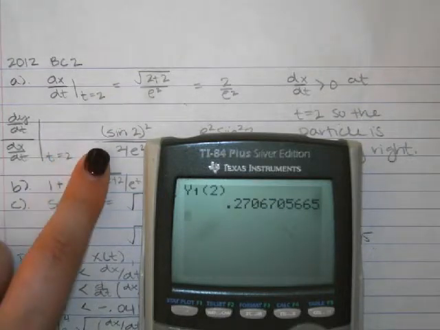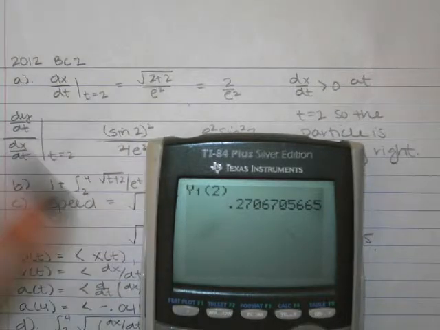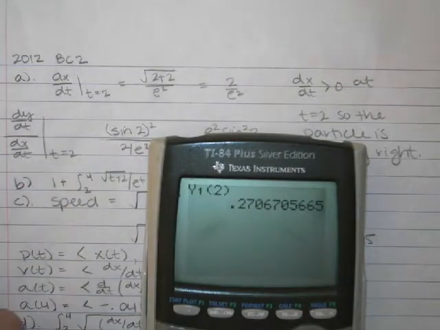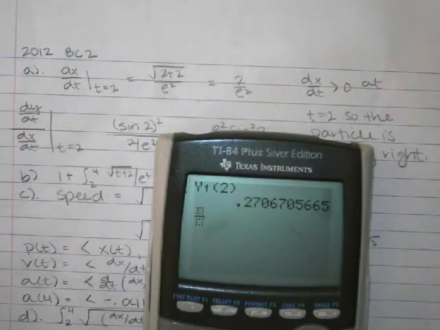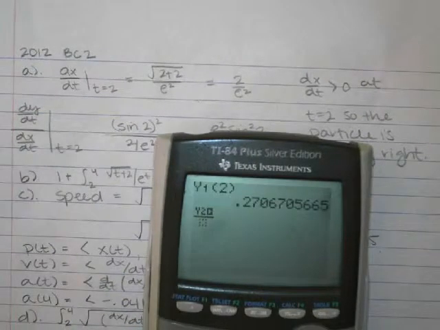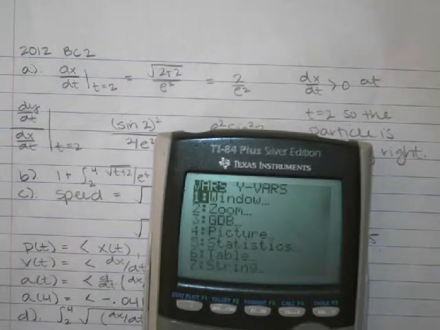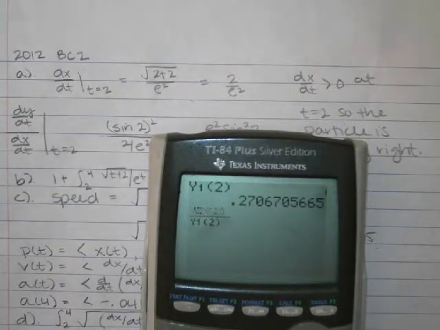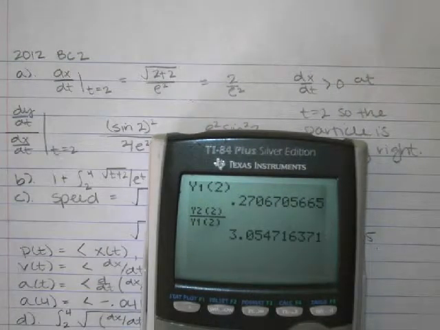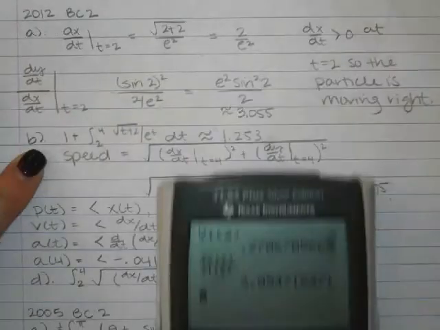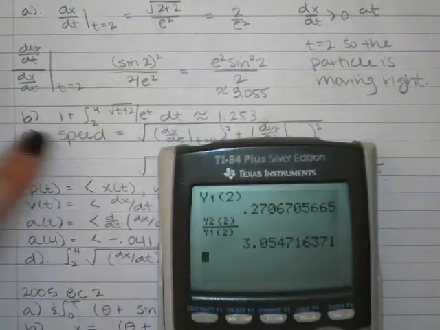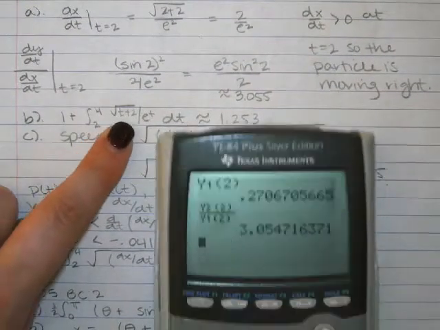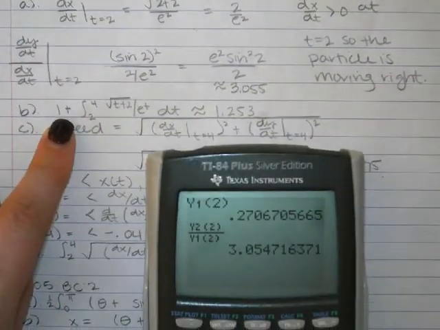All right? And then if you want to do dy dx, you can say alpha y equals, and you could say vars, go over to y vars, y2 of 2 divided by the first one of 2. It just makes it so you don't have to repeatedly type it in. You can type it in one time, know that your parentheses are in all the right places, and then you can use that for everything else. So there's how we get that slope right there.